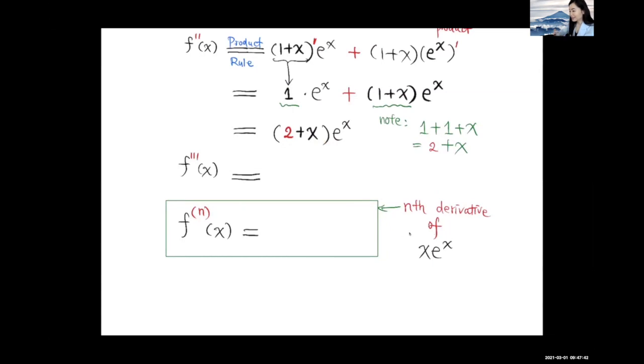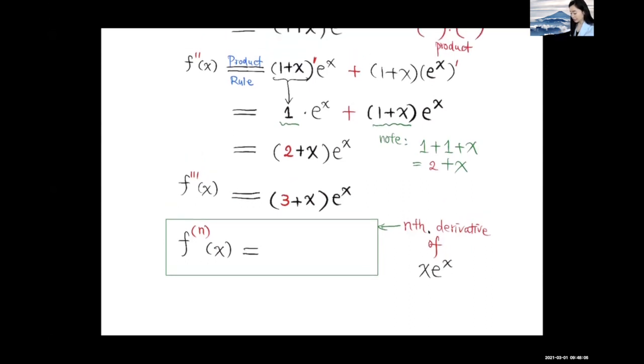Now, can you guys find a pattern? What do you think about the third derivative? Do you see a pattern? What will be the third derivative of that function? Is it going to be 3 plus x times e to the x? You got it, okay? So 3 plus x times e to the x.